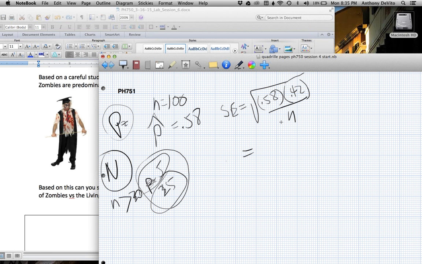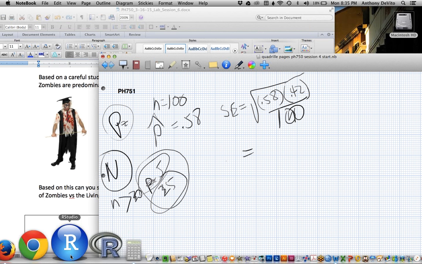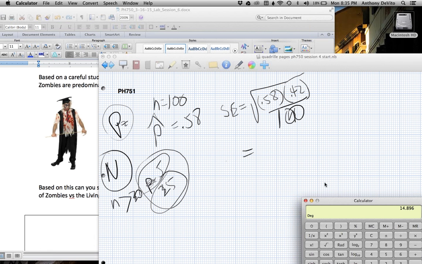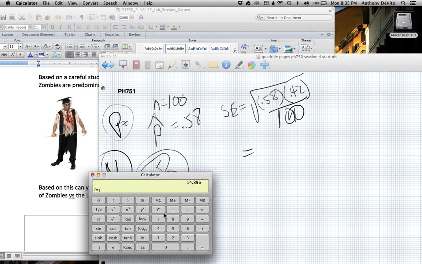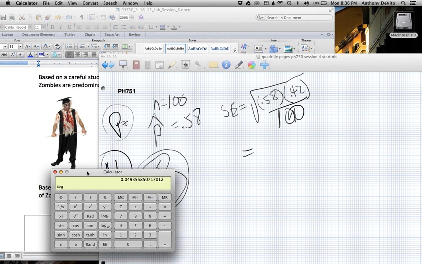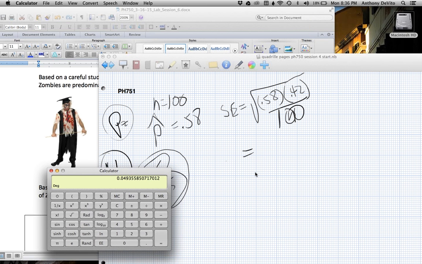Okay, standard error is equal to, and I'm going to divide, that's 100 down there. That's my sample size. Okay, so let's find out what our standard error is. It is equal to 0.58 times 0.42 divided by 100. Take the square root of that, and interestingly enough, it is very similar to the proportion we had before, about 5%.